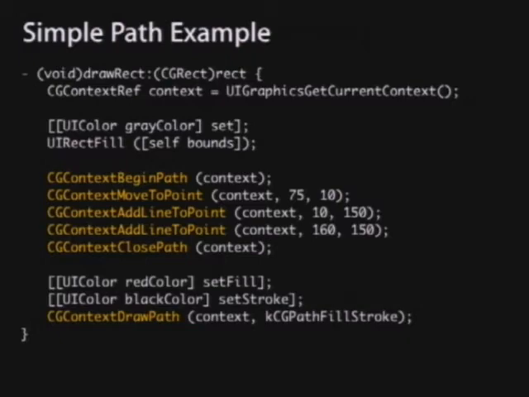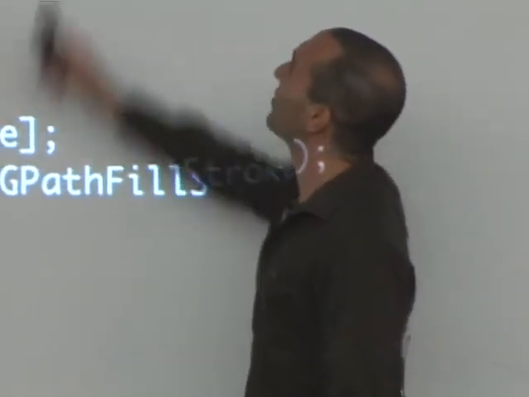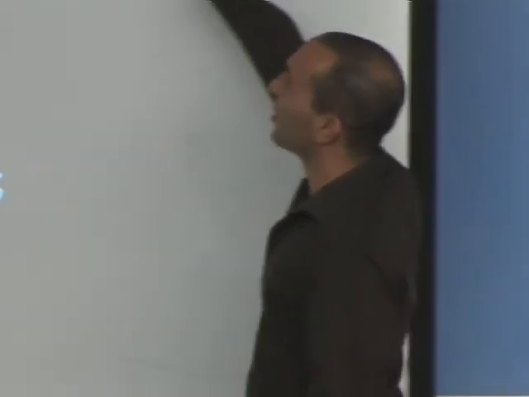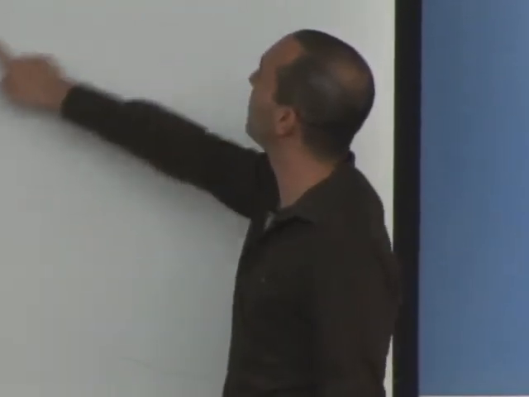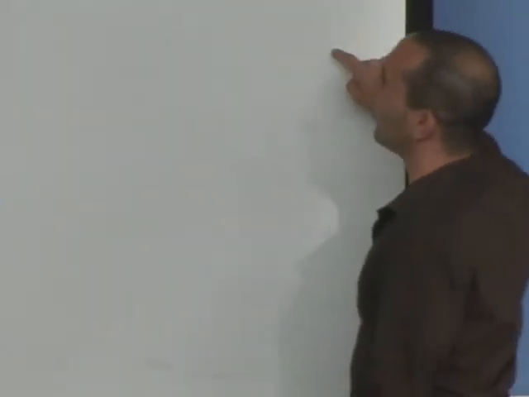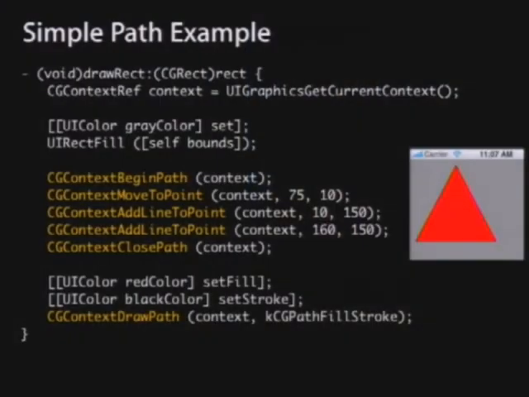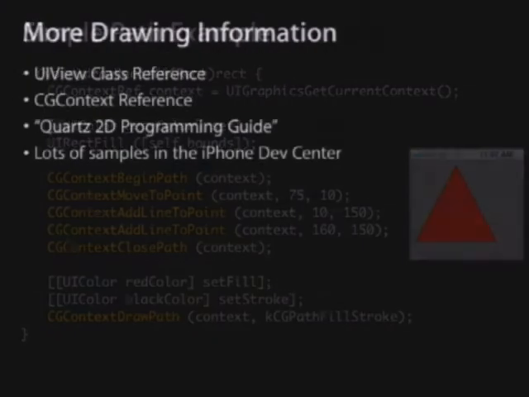Can anybody guess what this is actually going to draw? Come on, everybody's done math, geometry. 75, 10, we start somewhere over here. We go to 10, 150, we go to 160, 150, and then we close the path. What we get is a triangle. Everybody knows triangles. Sesame Street.